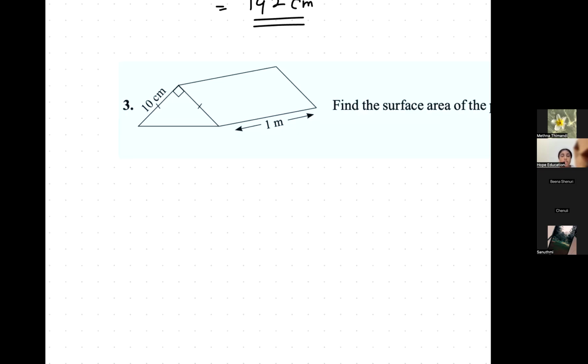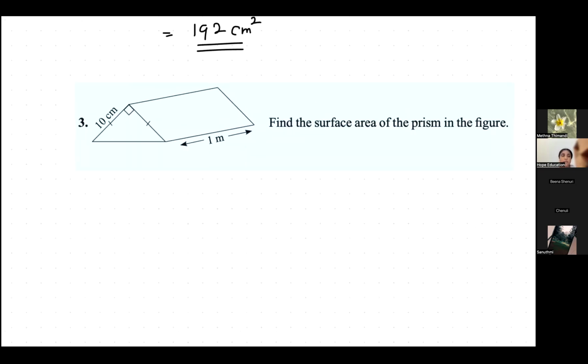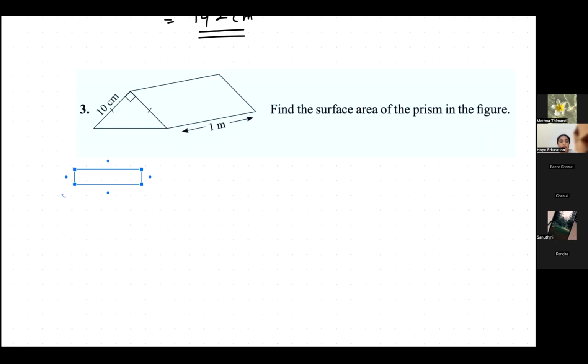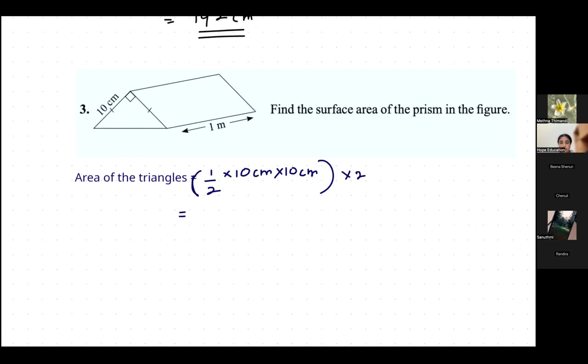Okay. So let's find the surface area of this prism. Now here, first of all, we can find the area of the triangles, right? So we will find the area of the triangles. We can see half into base, that is 10 centimeters. Perpendicular height is 10 centimeters. So there are two triangular faces, so you have to multiply this by 2. So the 2 and 2 cancel and 10 times 10 is 100. 100 square centimeters.